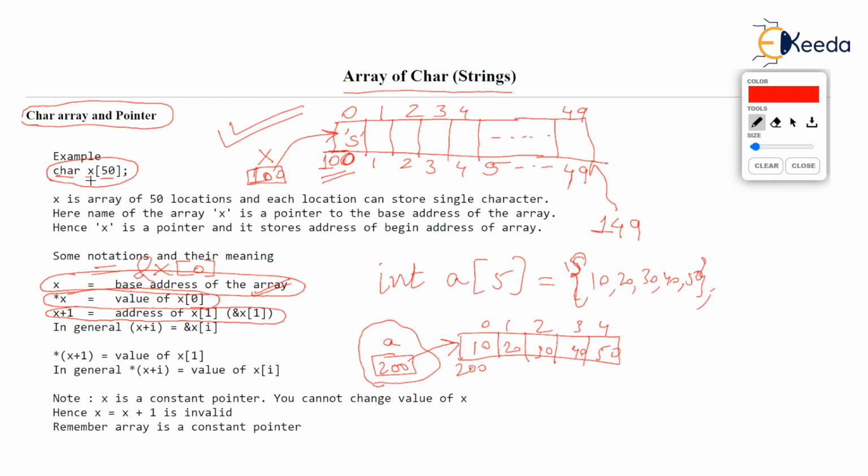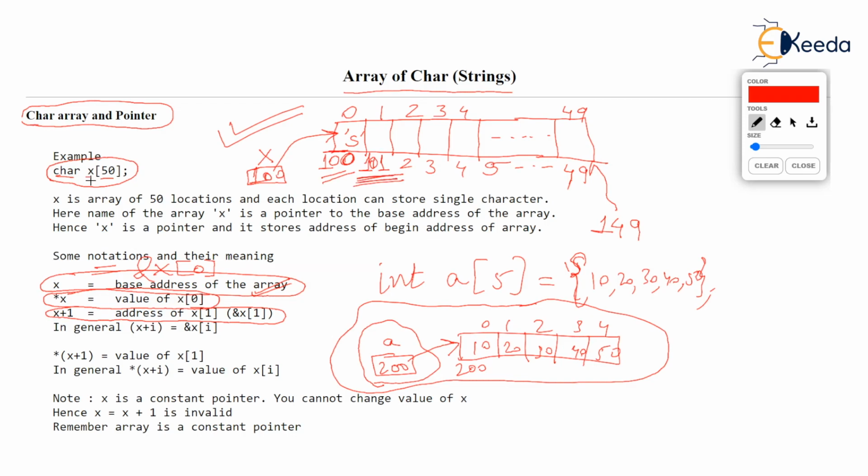Just observe the diagram below where we are talking about an int array. For this diagram, if I write a plus 1, then I may get 202, where a was 200, but now it would be 202, assuming that every integer consumes 2 bytes. But in the above example, if I say x plus 1, then I am going to get 101. 101 is exactly the address of the next location, that is x1.